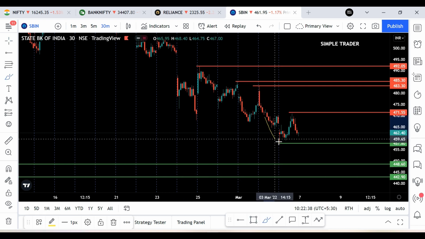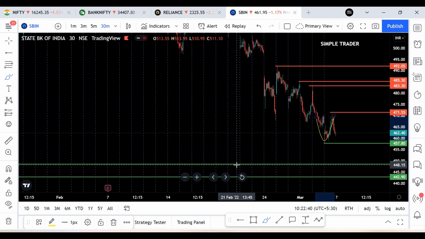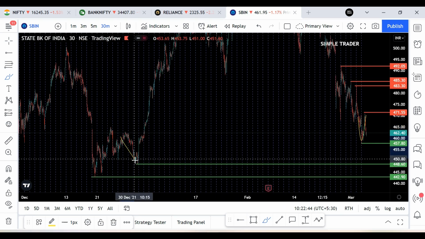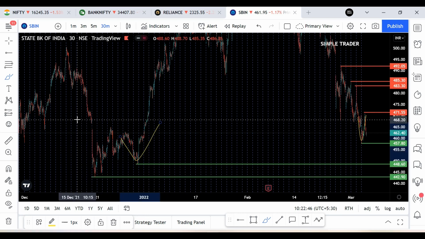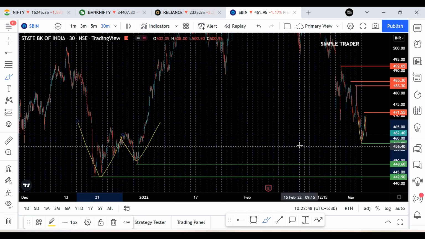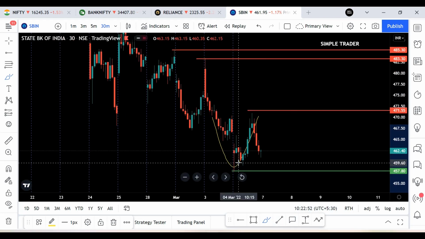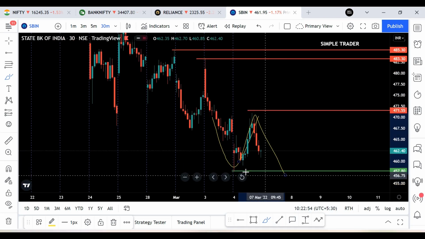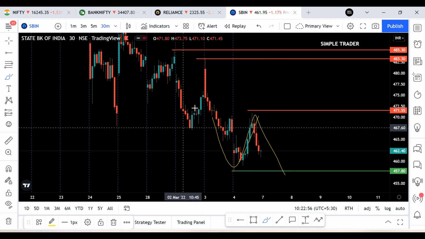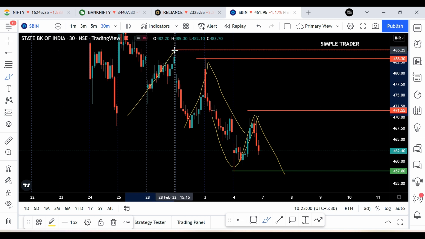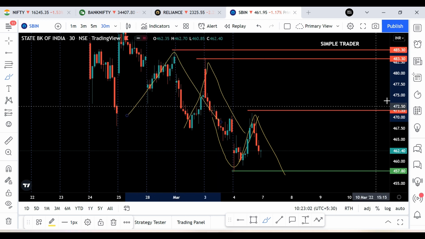The logic is visible turning point. Below this I'll go down and find a visible turning point, and below that another visible turning point. Okay, now coming to resistance. The price moves up and reverses, visible turning point. Here price moves up and reverses, visible turning point. Price moves up and reverses, visible turning point.